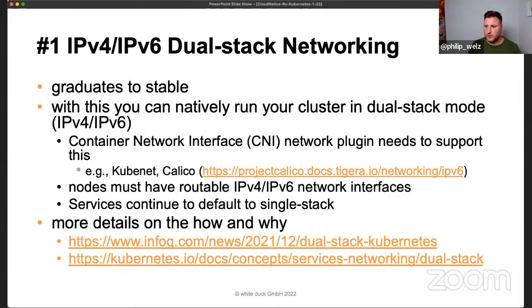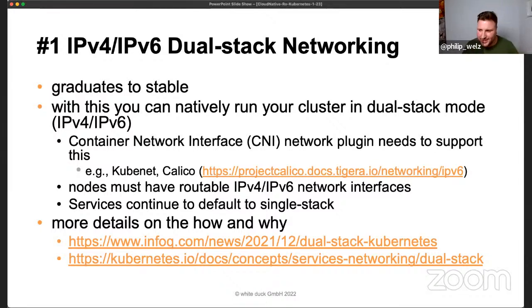So when we go to the first feature, which graduated to stable, it is the dual networking stack. So you can now natively run IPv4 and IPv6 in your cluster. What you need is that the container network interface, the CNI, has built-in support for this.